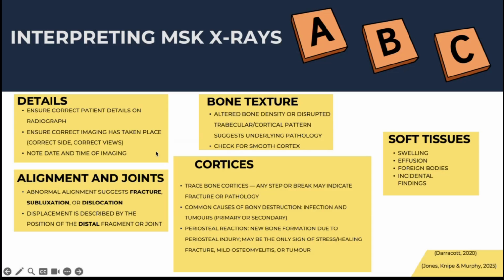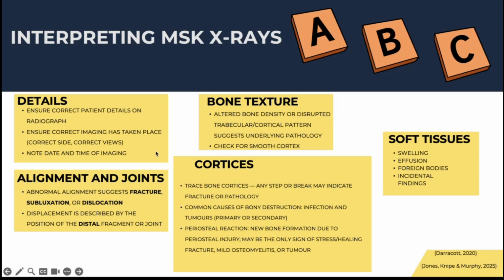And then periosteal reaction as well. That's new bone formation that you can see on an X-ray, not all the time, but you mostly can. This can sometimes be the only sign that you might see of something like a stress fracture, but it can also indicate the healing of an old fracture as well. And then looking for osteomyelitis and tumours.